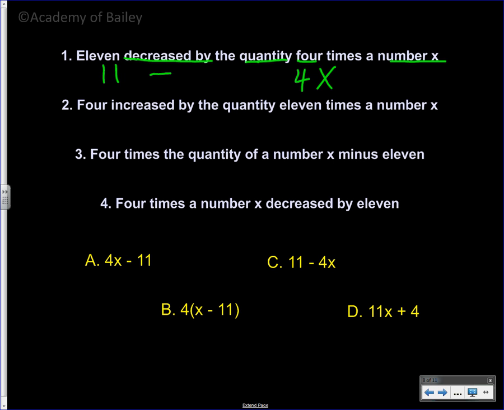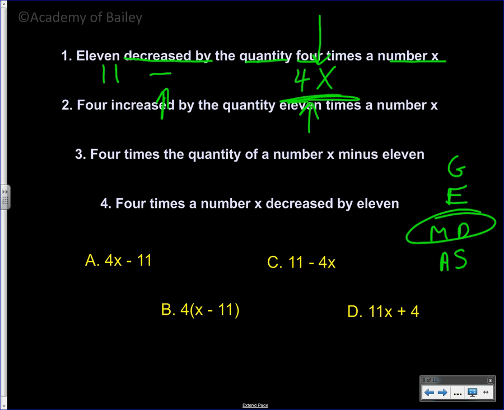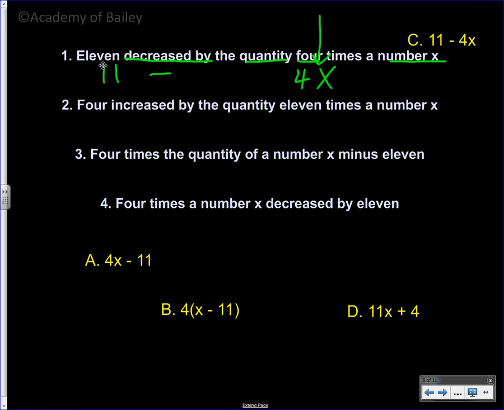And "quantity" meant that you have to do 4 times x first, and then you're going to say 11 decreased by whatever 4 times x is. Quantity means you follow your order of operations: grouping symbols, exponents, multiply and divide, and then you do addition and subtraction. Quantity says, well, there's subtraction, here's multiplication. Figure out the multiplication first, and then you move to addition and subtraction. Okay, so let's go ahead and figure out what we have there. This one goes there.